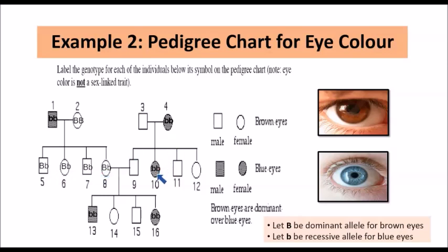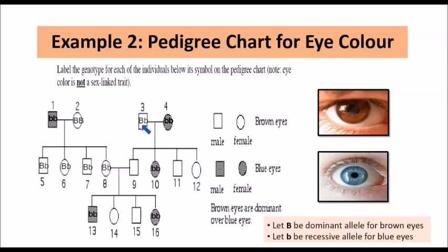But that cannot be the case, because clearly there is a blue-eyed child, so she would have had to inherit the recessive allele from both parents. So we know for sure that the father has to be carrying the recessive allele. So he has brown eyes, therefore he has the dominant allele for brown eyes, but he's also going to have the recessive allele for blue eyes. So the father has to be heterozygous rather than homozygous dominant.